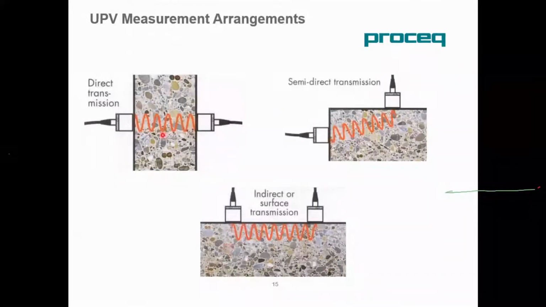Regarding measurement arrangements, whenever possible, direct transmission is the best since we have a defined path length that gives the most accurate UPV measurement. In case we are measuring on floors or a long wall where direct measurement is not possible, then we can opt for semi-direct or indirect measurement. But as indicated in the standards, with semi-direct or indirect measurement, there will be a drop in the pulse velocity as compared to direct transmission.